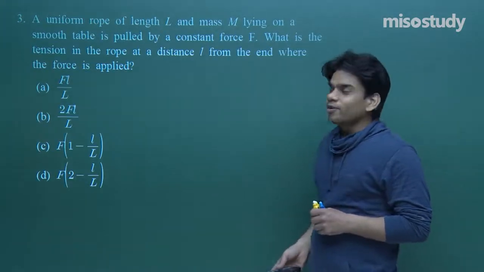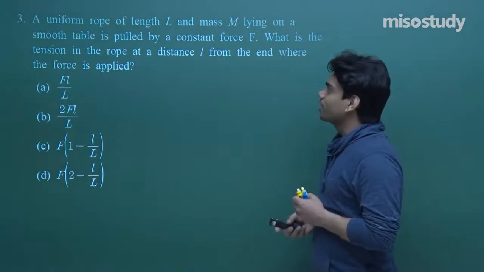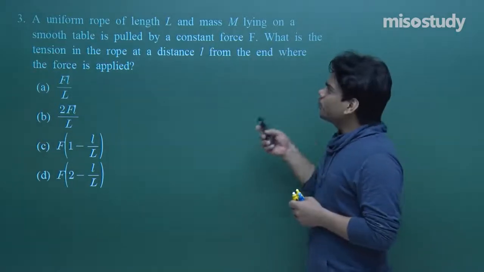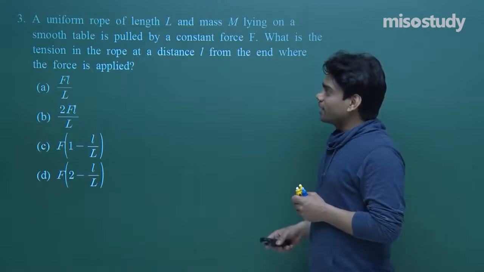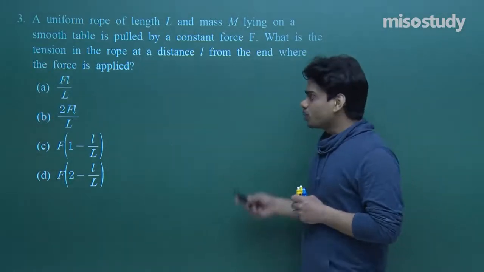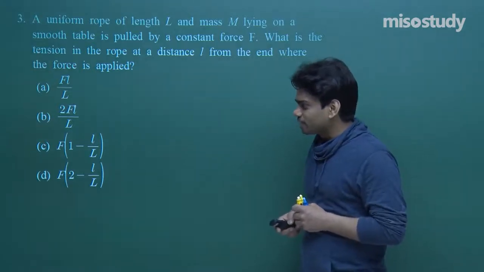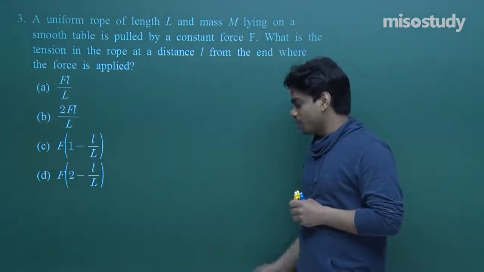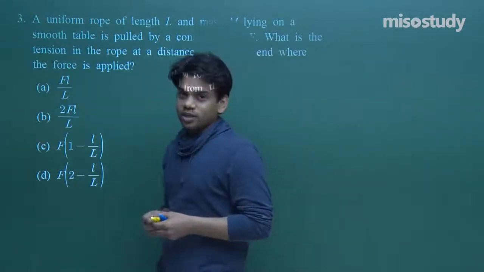Third one: a uniform rope of length capital L and mass capital M lying on a smooth table is pulled by a constant force F. What is the tension in the rope at a distance small l from the end where the force is applied? Option A, Fl by capital L; B, 2Fl by capital L; C, F(L minus l) by L; D, F(2L minus l) by L.